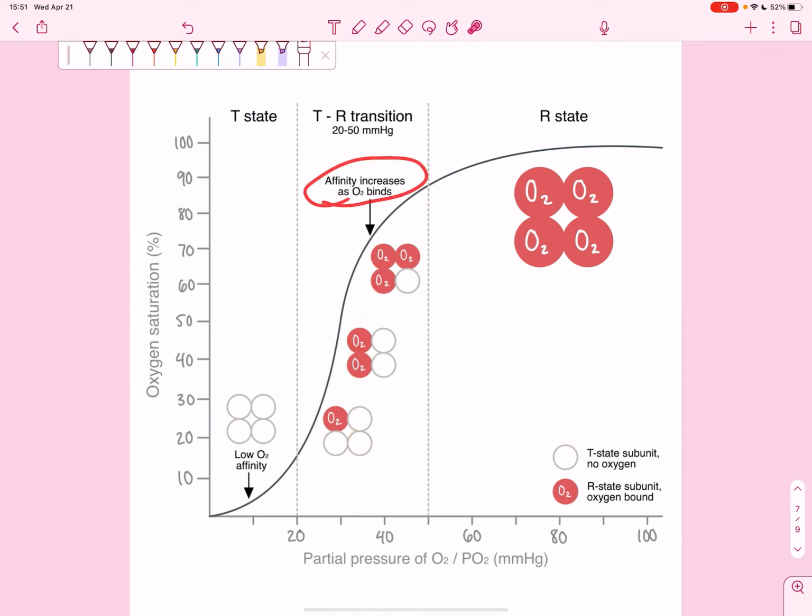So as I wrote here, affinity increases as oxygen binds. So remember what I said about cooperative binding, that once one starts binding, the rest start to bind as well, until you have a fully bound or fully oxygenated hemoglobin. And then what would look like a left or right shift. So left shift would be something like that. That's probably what it would look like in comparison to the norm here, and then a right shift would probably look like that. So they all end up at this level, but there's some space between here and here. Okay.